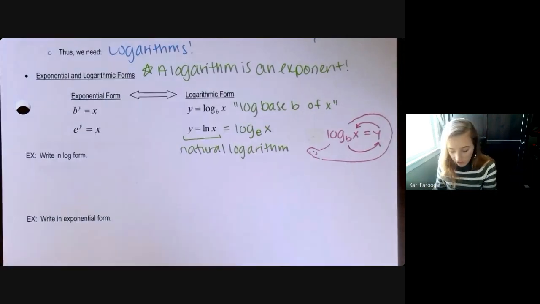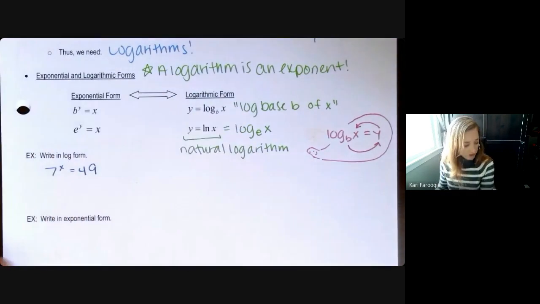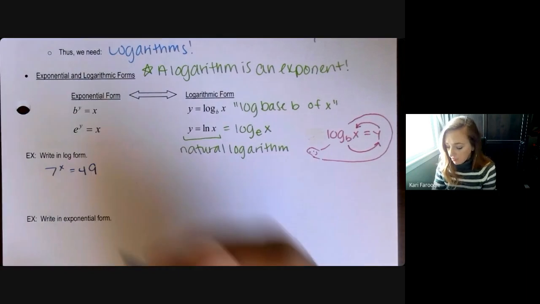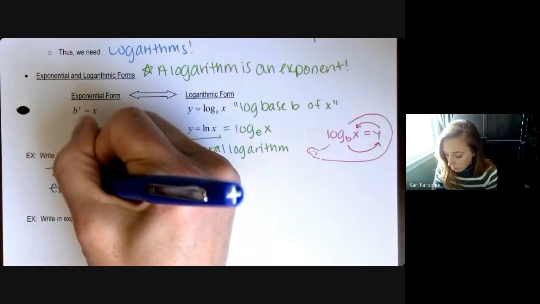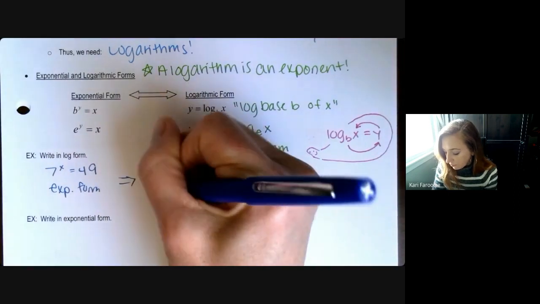All right, write the following in log form. 7 to the x equals 49. So we ended the last section on equations that looked like this. We solved something that was quadratic in form, and we had e to the x equals 9. This 7 to the x equals 49. So this is your exponential form, and we're going to write it now in log form.